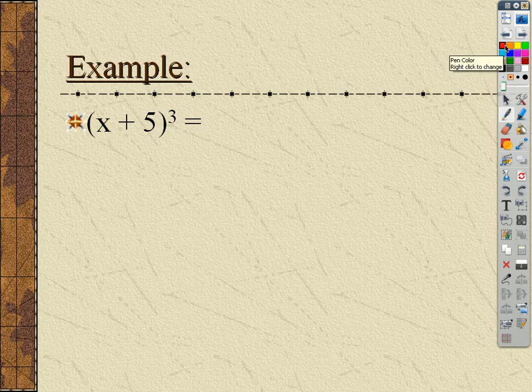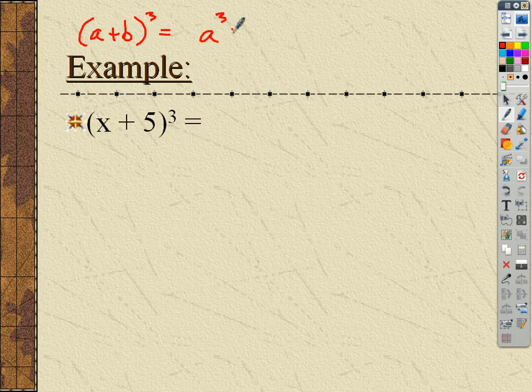What was our formula for the expansion of a plus b cubed? See if you can remember what it was. What was the first term? Good, a cubed plus 3. A drops down, b bumps up, plus a to the 1, b squared, and then finally a to the 0, which doesn't even show up, all b cubed.